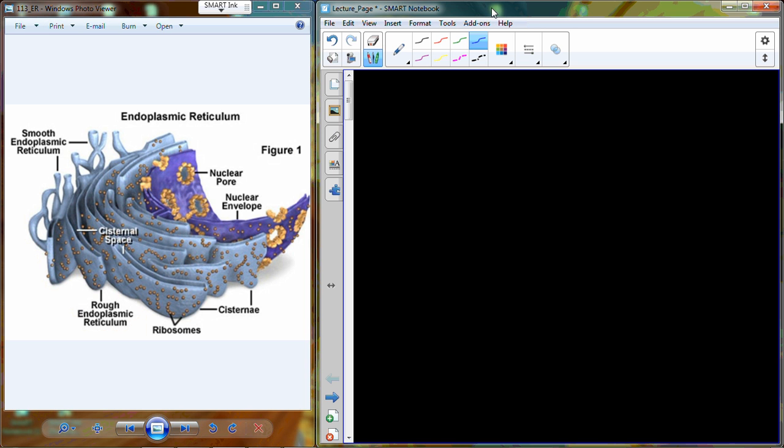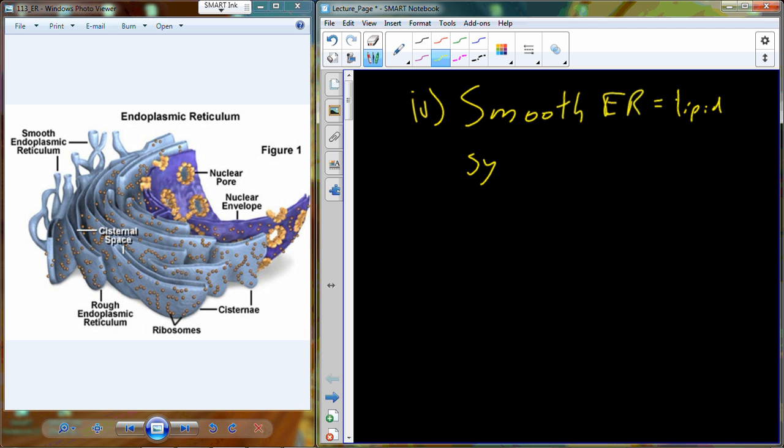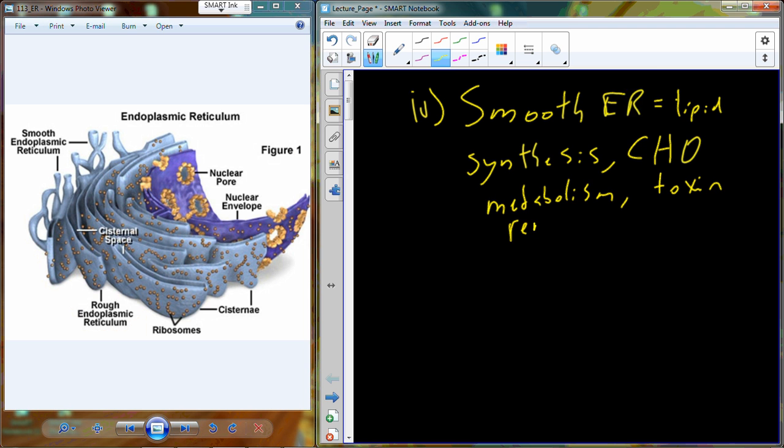All right, so we've been taking a tour of the cell, and we had just got halfway through the endoplasmic reticulum. We know a little bit about the anatomy, and there are two different types of endoplasmic reticulum. Smooth endoplasmic reticulum, which is where lipid synthesis and some forms of carbohydrate metabolism are going to occur. We also have toxin removal that occurs in the smooth ER.